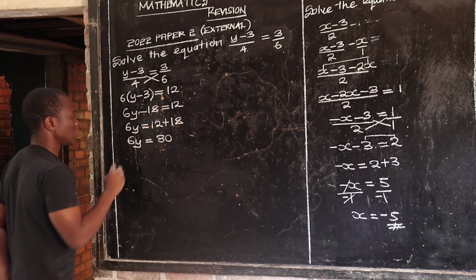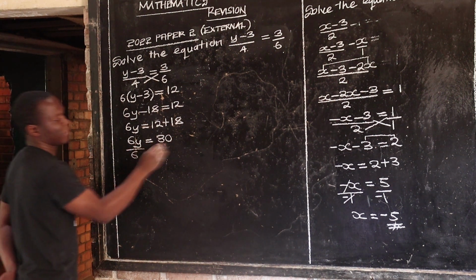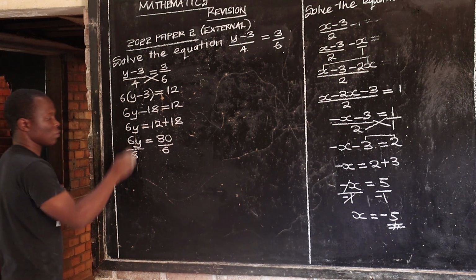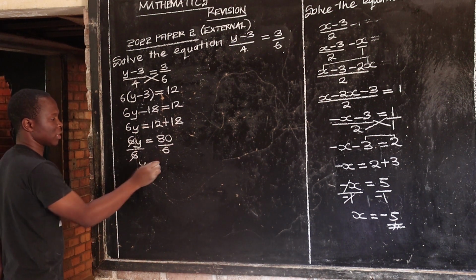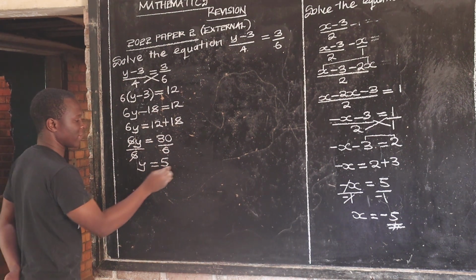So for us to remain with y, divide both sides by 6, each side by 6. So these two are going to go. Y is equal to 6 into 30, you get what? 5 as the value of y.